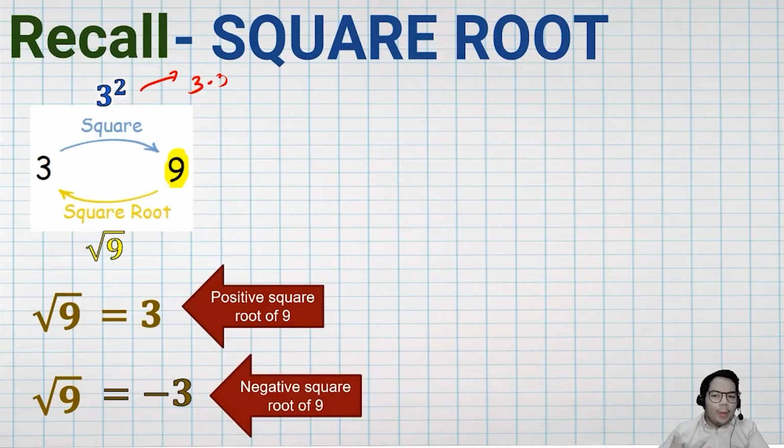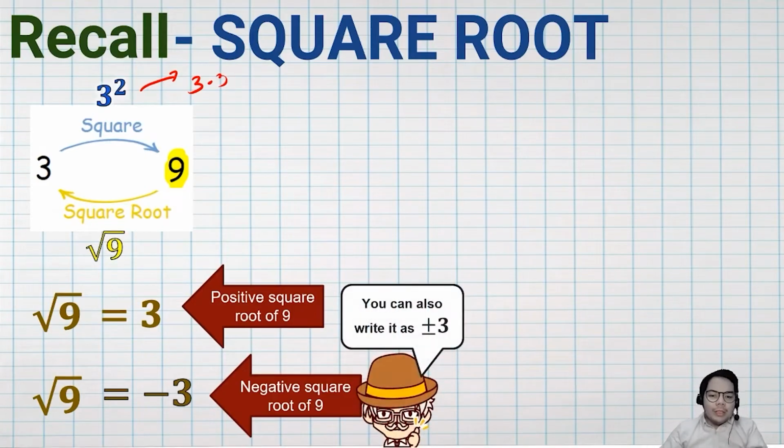So kapag kumukuha pala tayo ng square root, pwedeng merong positive and pwedeng merong negative. Sabi ni Master Sensei, pwede natin sila isulat ng isang sulatan lang. So you can also write it as positive and negative 3. So ang ibig sabihin nitong plus tsaka minus sign beside 3 is dalawa na yung sagot mo, positive and negative 3. So, that will be the answer for square root of 9.